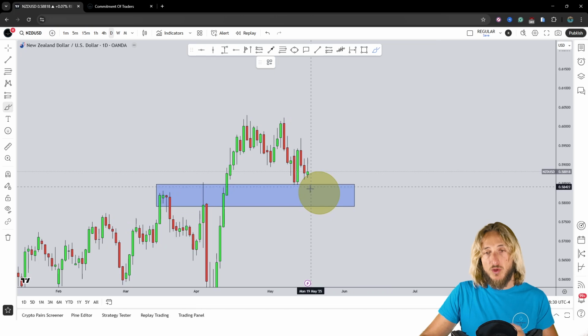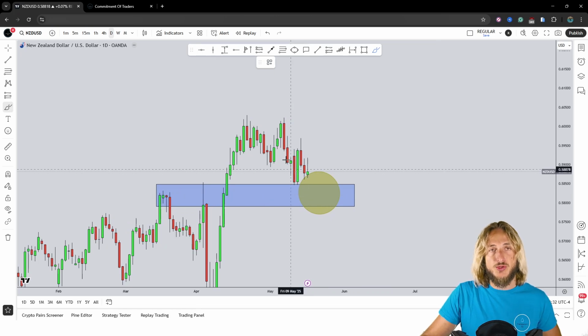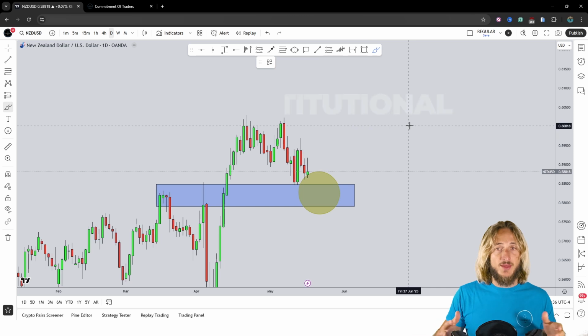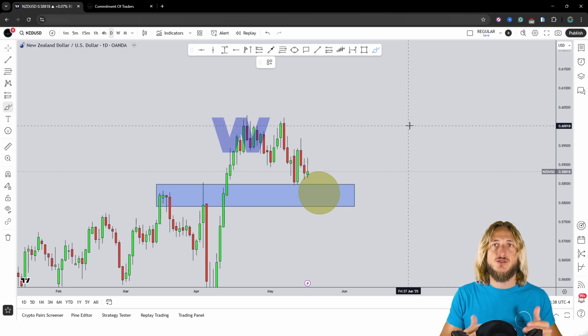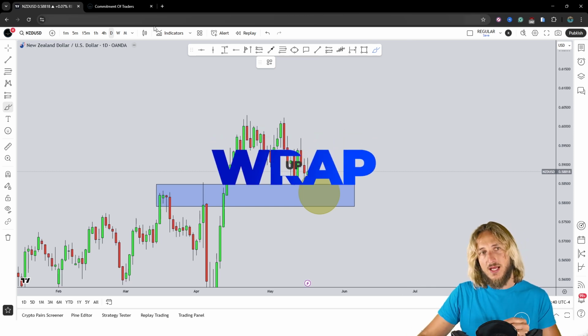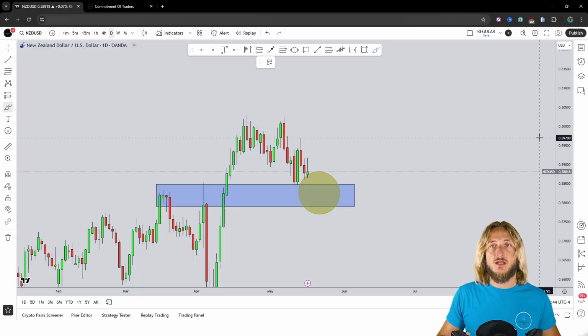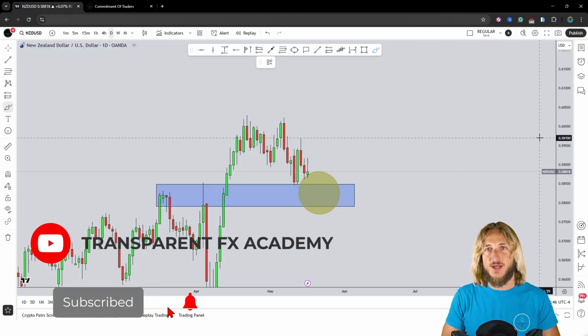So if the market will continue testing this demand and support zone and institutions will continue to long, what would I expect? Well, as my students know very well, trading is reactive and not predictive. The monthly, weekly, and daily timeframes combined with the COT data, these are the best timeframes when it comes to the directional aspect of the market.